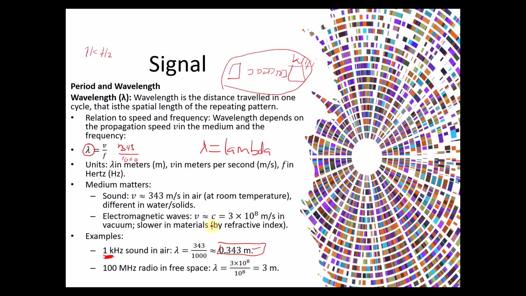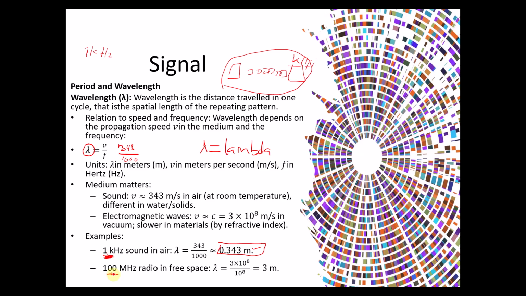But in electromagnetic waves, we usually calculate our velocity as in vacuum or in free space. And that velocity is approximately 3 times 10 raised to the power 8 meters per second. So if you have a radio wave which has a frequency of 100 megahertz, so this is a typical FM station frequency, if this is the frequency of your signal, then what is your wavelength?